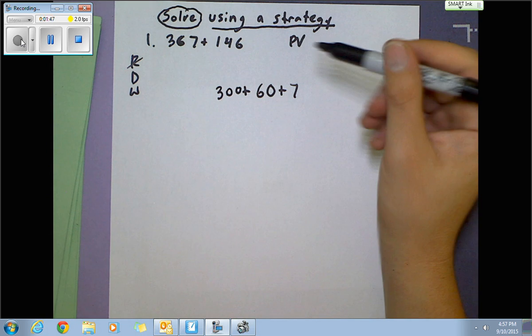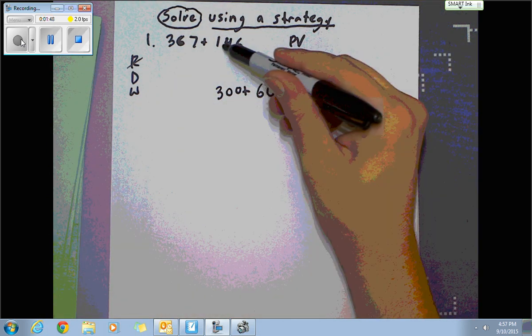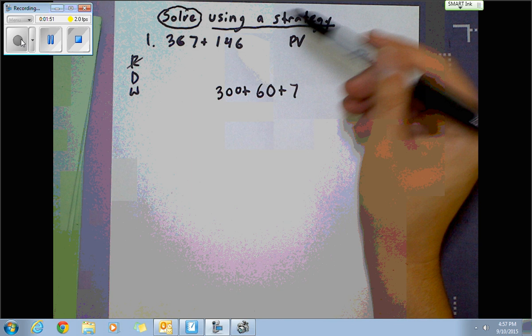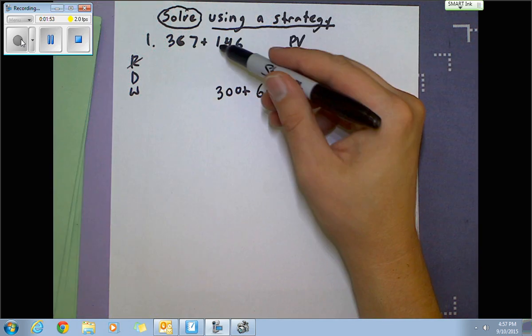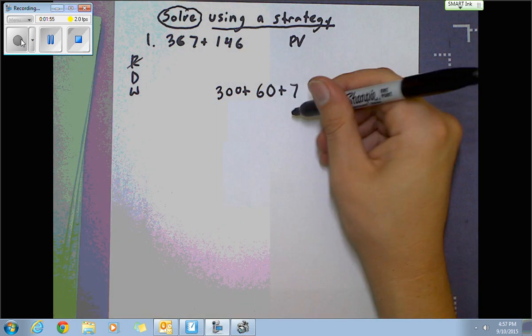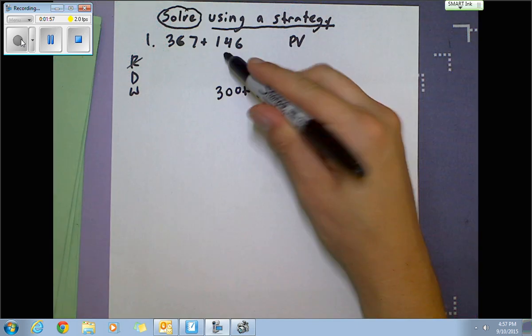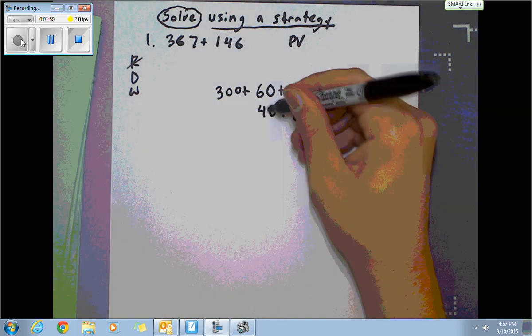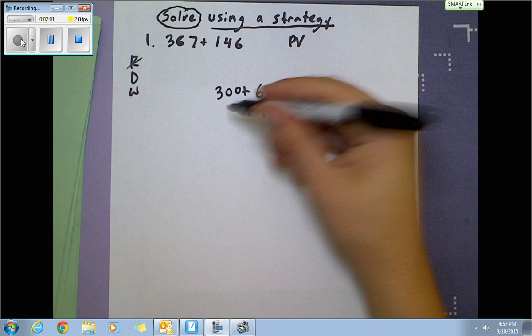So I have 3 hundreds. Okay, then I take my second add-in, 146, and do the same process. I'm going to decompose it into its place values. So 146 has 6 ones, 4 tens, or 40, and 1 hundred, or 100.